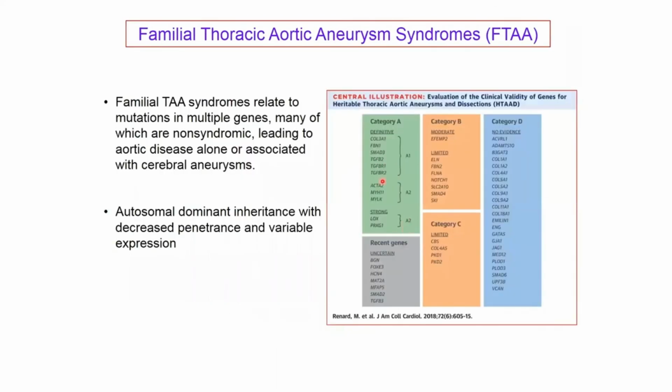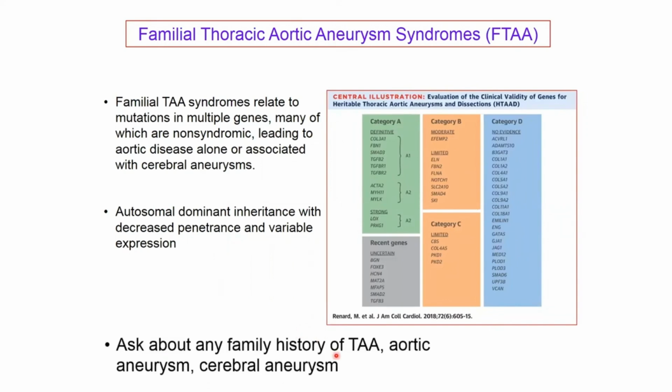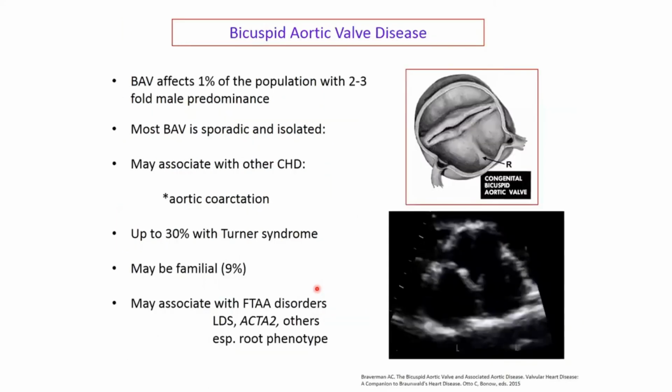There are multiple genes that are now recognized as leading to familial thoracic aortic aneurysm disease or non-syndromic heritable thoracic disease, and these follow an autosomal dominant inheritance pattern. So when faced with an individual with suspicion for aortic dissection, ask: is there any family history of aneurysm disease, aortic aneurysm, cerebral aneurysm, or aortic dissection? That should increase the suspicion for this condition in the person you're seeing.